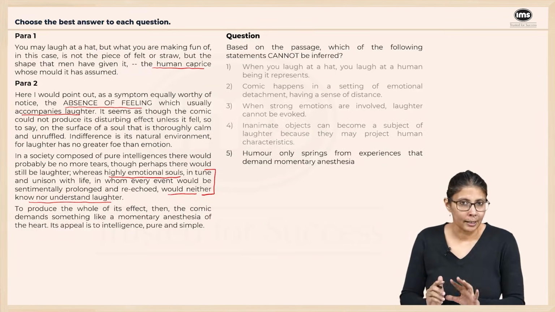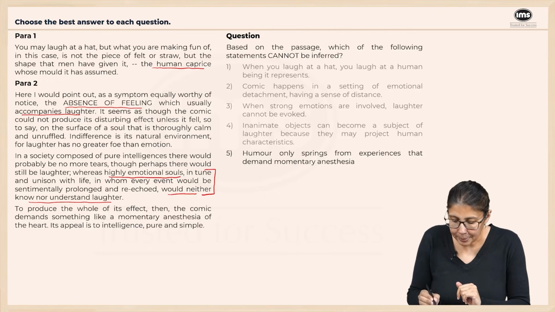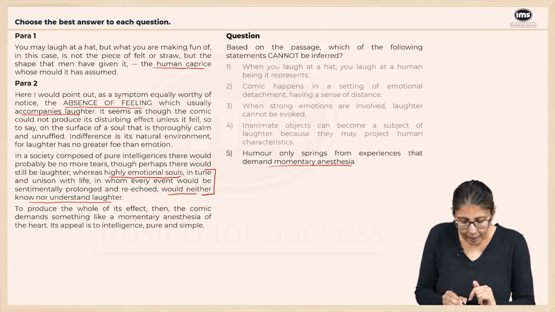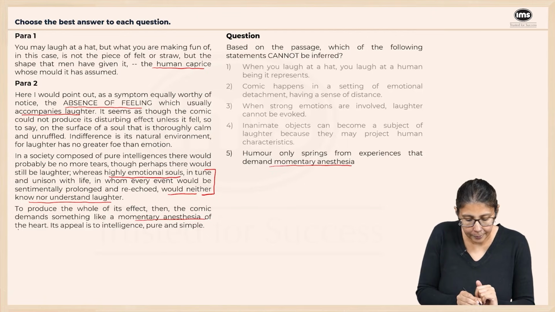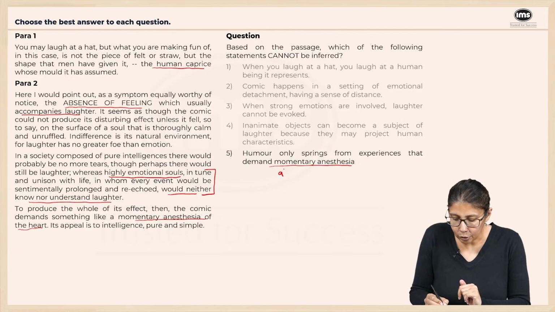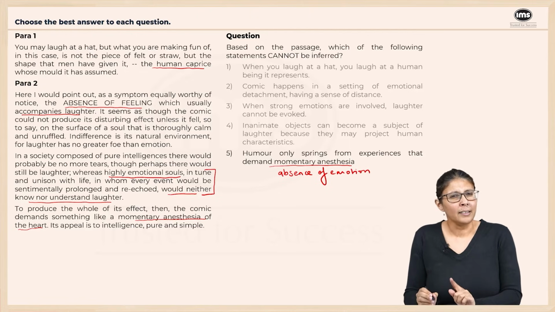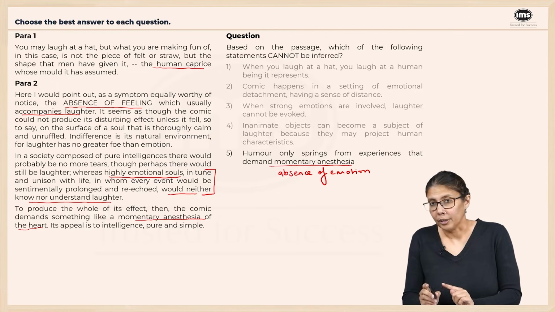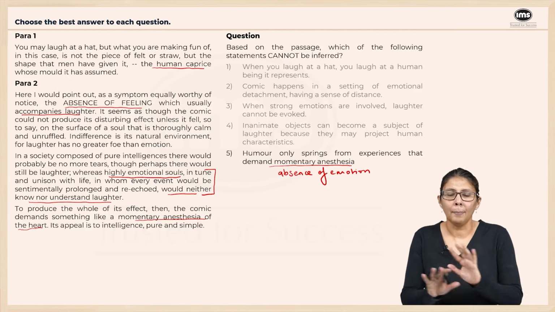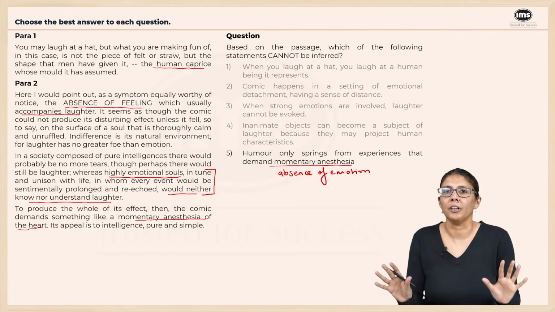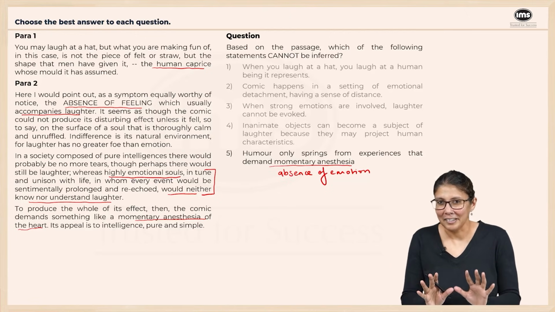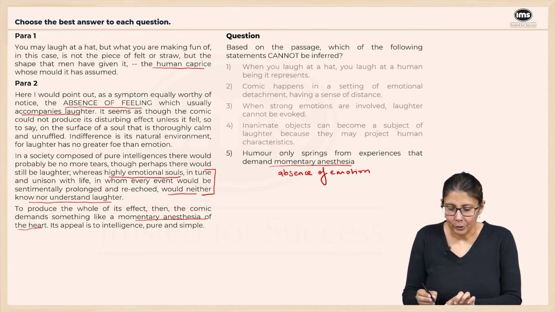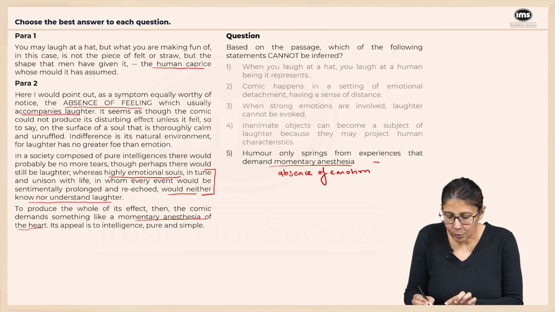The reason that I thought it cannot be inferred is that when it says experiences that demand momentary anesthesia, I thought this is not necessarily the same as momentary anesthesia of the heart. We are talking about absence of emotion. But momentary anesthesia does not necessarily convey absence of emotion. It means that you are absolutely immune to all sorts of sensation. So we're not saying absence of sensation, we're saying absence of feelings. So this is not necessarily equal to this.